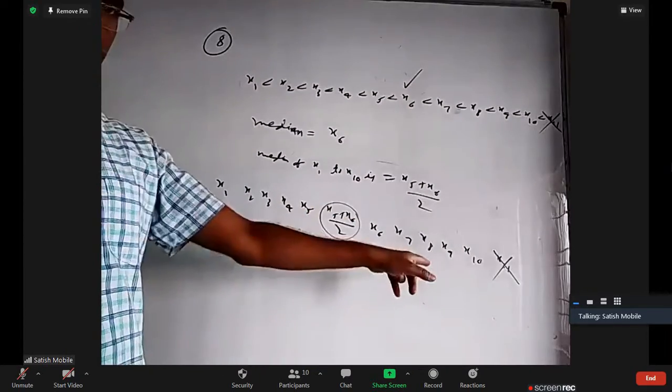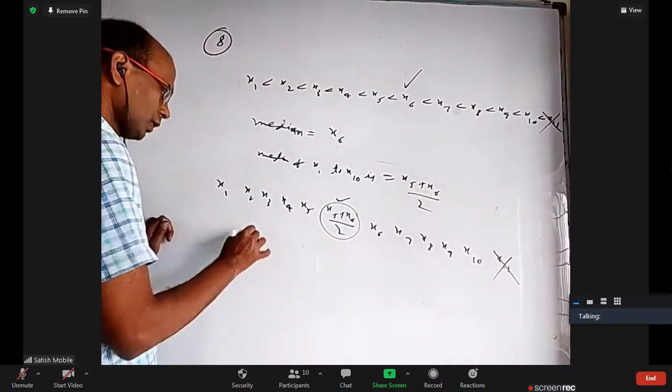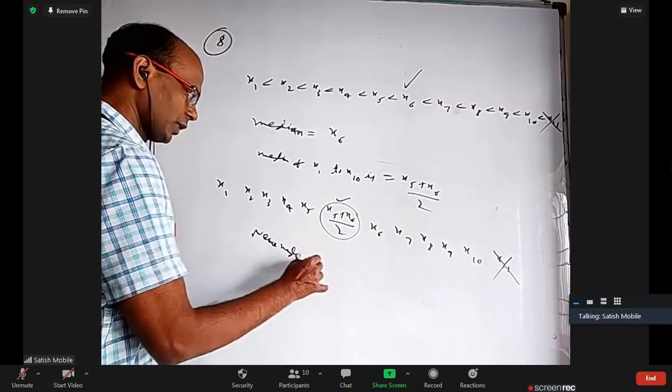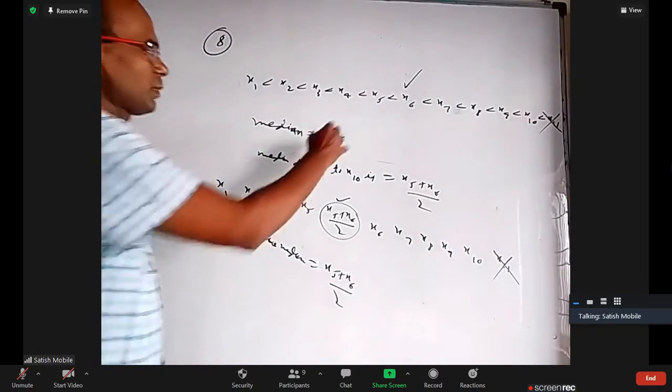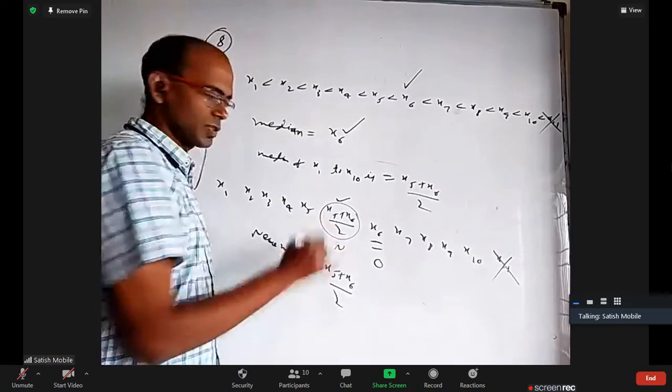Now again, I got 11 numbers. What is the median? What I kept, that was the median. So this is the new median. The new median is directly (x5 + x6)/2. So the original median was x6. This is the old one. The new median is this.